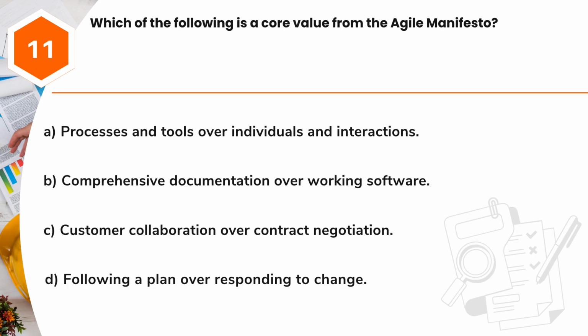Question 11. Which of the following is a core value from the Agile Manifesto? A. Processes and tools over individuals and interactions. B. Comprehensive documentation over working software. C. Customer collaboration over contract negotiation. D. Following a plan over responding to change.